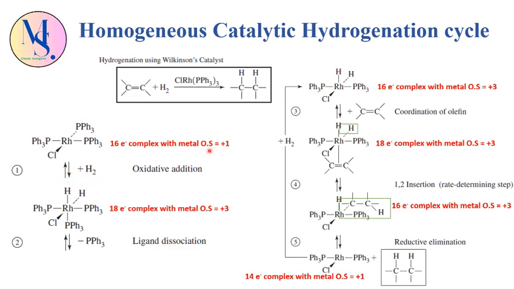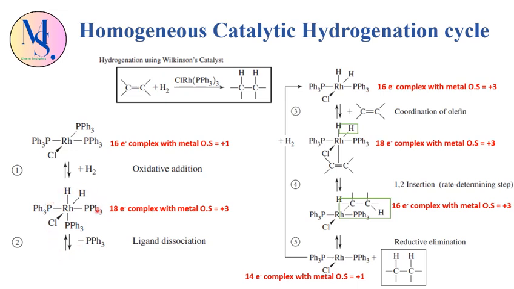As you can see, the oxidation state of rhodium is +1 here, but when hydrogen is added, its oxidation state is increased by 2 degrees, that is from +1 to +3, because 2 anionic ligands are added into this complex.